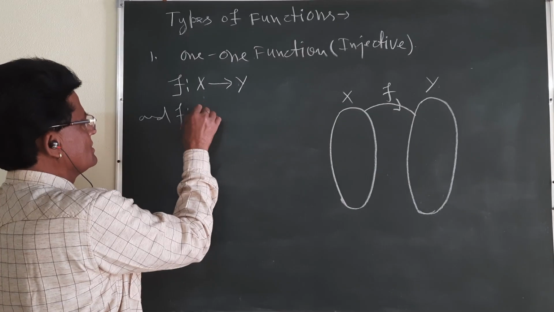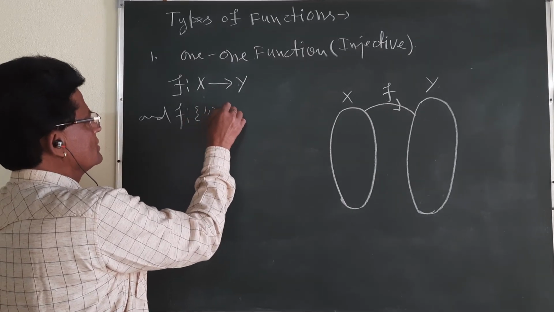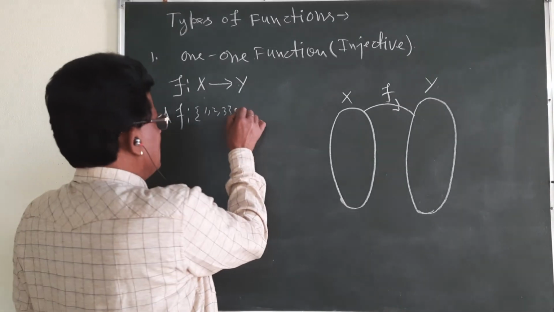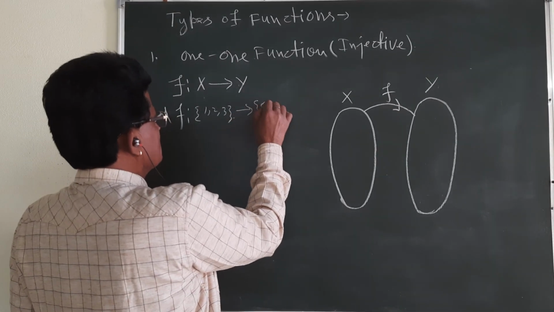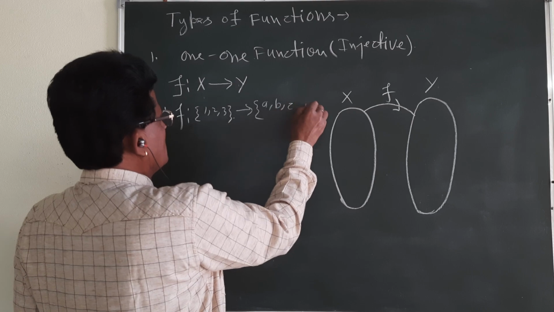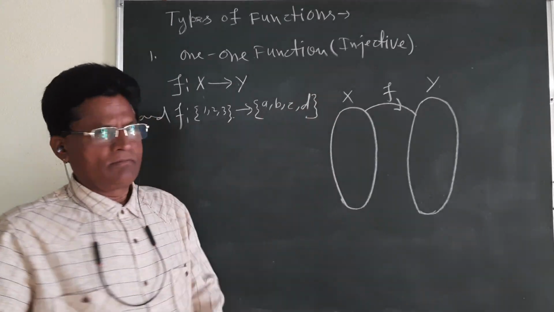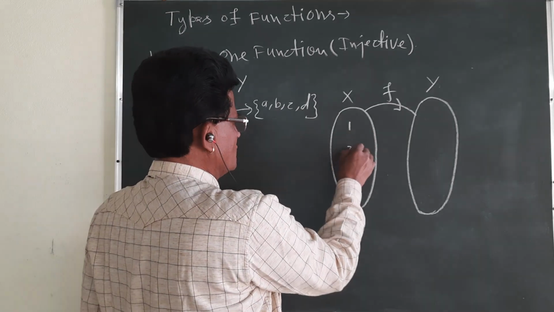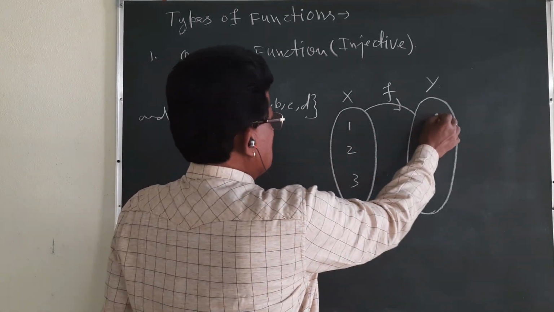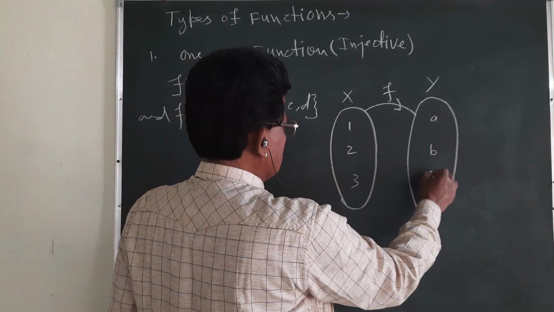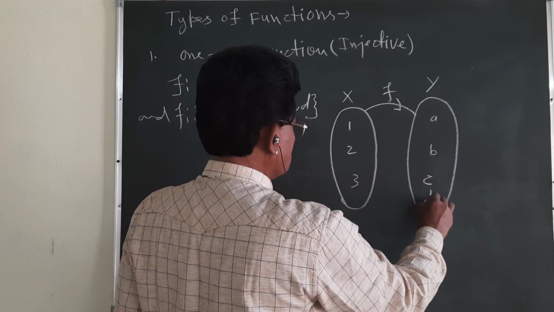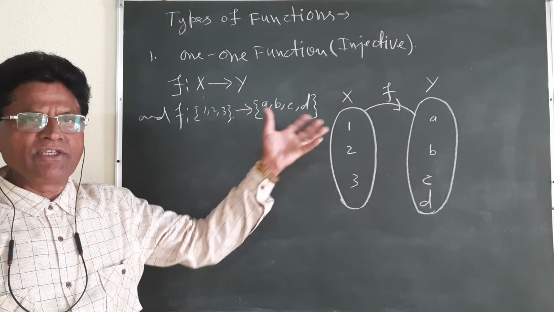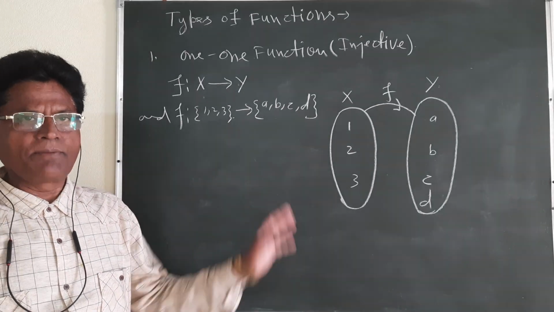See, try to understand. I am taking 1, 2, 3. These are the elements that come under the domain. And these are the elements that come under the codomain. Let me take the elements of X: 1, 2, 3, and of Y: A, B, C, D. Each and everything I will explain by using this example.